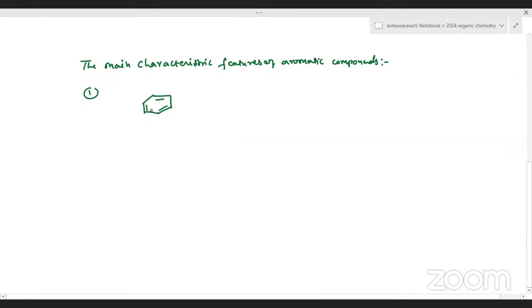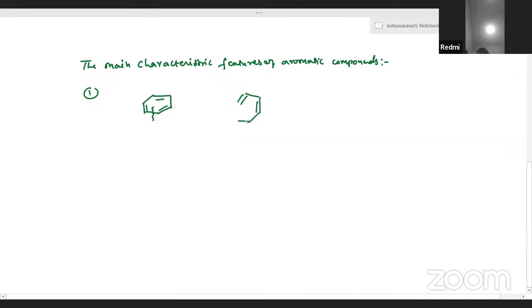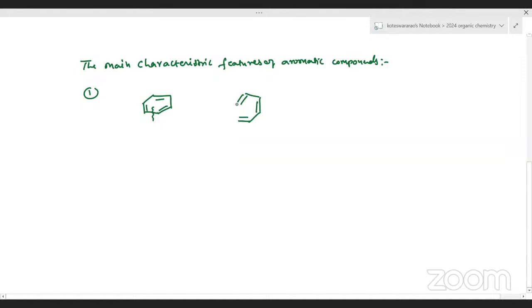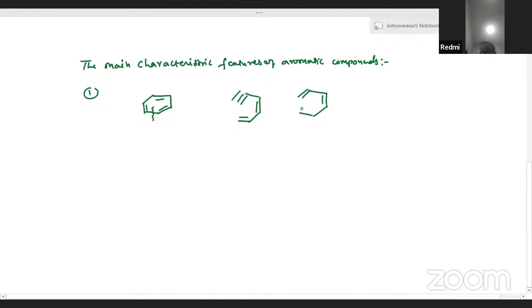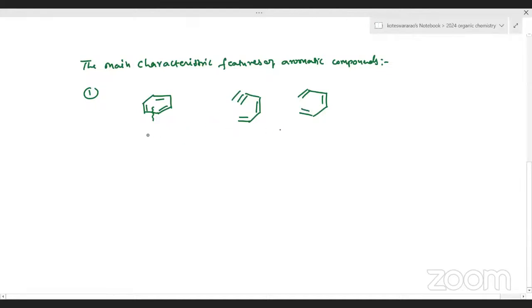When it is broken, it generates a cyclic compound, right? A cyclic compound. Otherwise you can add one double bond on one side. This is equivalent to a cyclic system, or you can also consider this one also, no problem with that. These are the comparable acyclic systems. This is the cyclic system.